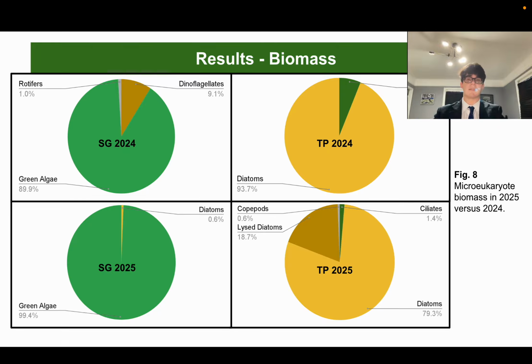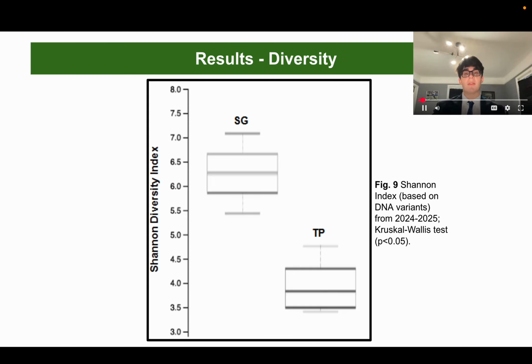The Shannon Diversity Index is a very good tool to help categorize different ecosystems and see which ones are more diverse than others. And one thing that was really shocking in my experiment is that SG, which had much less sunlight and more anthropogenic interference, actually had a higher diversity index score than TP. In fact, this difference was significant with a p-value of less than 0.05.